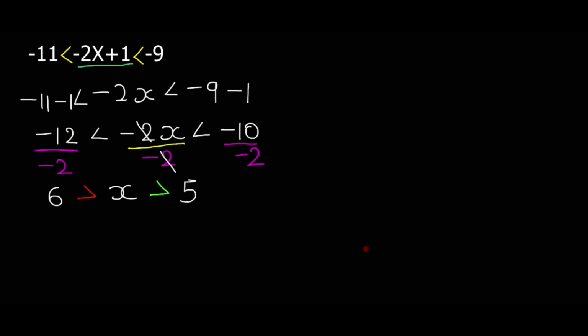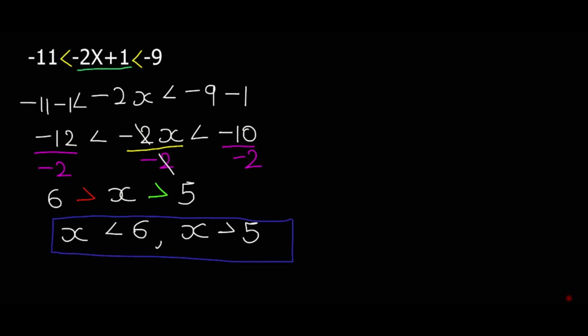And then from here, we can write it in this way. If 6 is greater than x, it means x is less than 6. And then x is greater than 5. So this is our solution. And now let's write our answer on a number line.